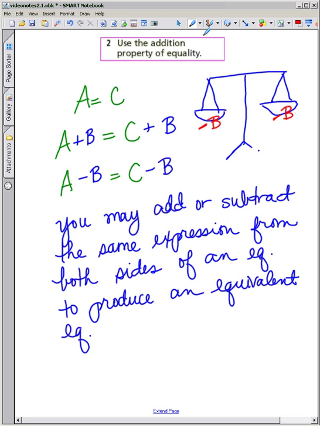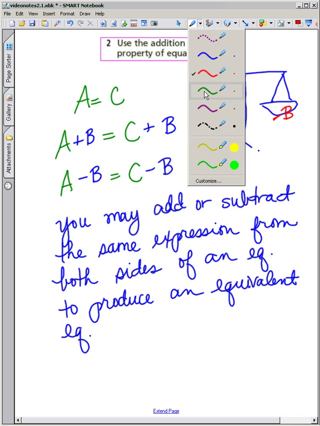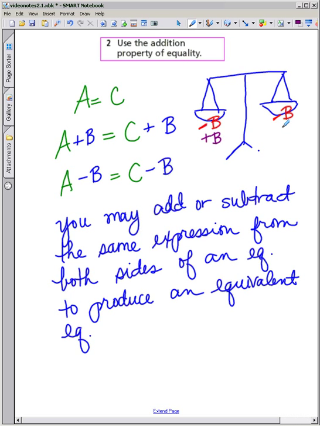Or if you add something to this side, you're going to have to add something to that side to keep it balanced. So really, what we do to one side, we have to do to the other is a way that you can say that. Now, why do we even need that?